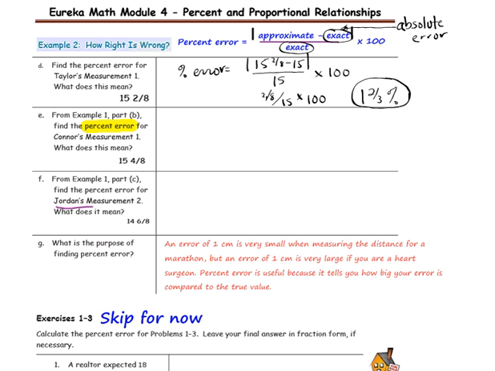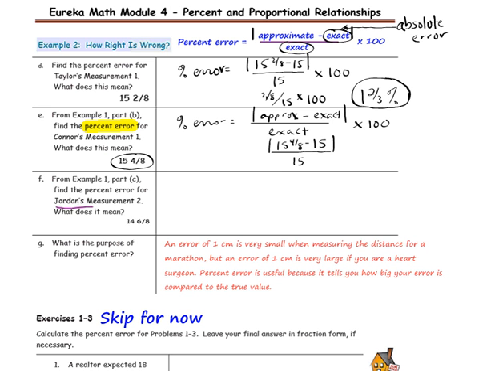From example 1, part B, find the percent error for Connor's measurement. So Connor's measurement was 14 4/8. The percent error is equal to the absolute error over the exact. It helps if you write the formula each time you use it. That will help you to memorize it. Notice again that the exact amount is in the formula twice. So the approximate amount was 15 4/8. The exact amount was 15. We want the absolute value of that, and we're going to divide that by 15, the exact measurement.